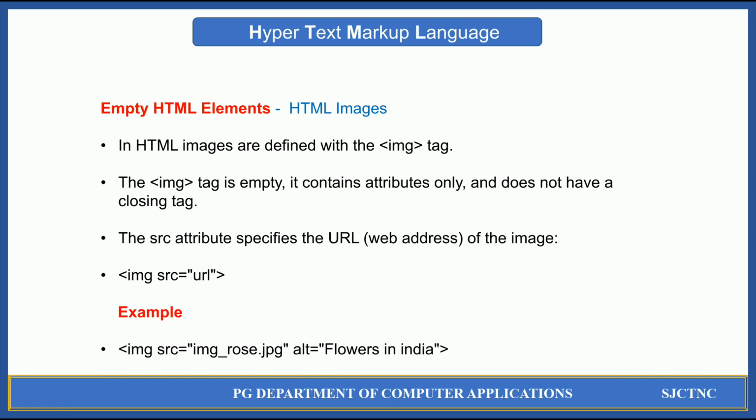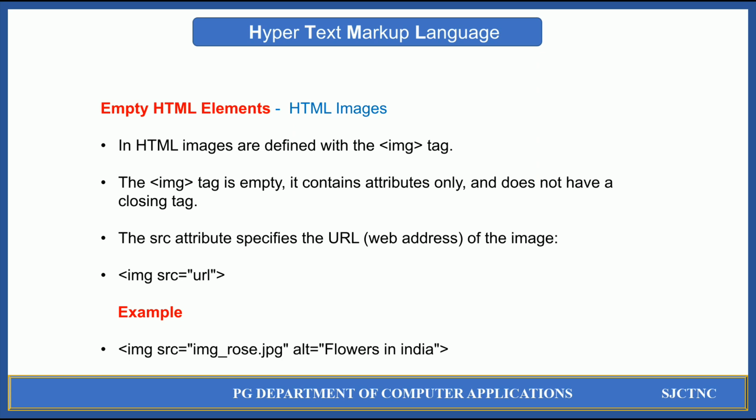Then one more HTML empty element, that is the image tag. An image tag doesn't have a closing tag. It is defined with the keyword img. The img tag is an empty tag and it contains the attributes of that image. What is meant by attributes? Attributes are nothing but the image height and the image width. These things are given in the image tag itself. So the image tag is called an empty HTML element.